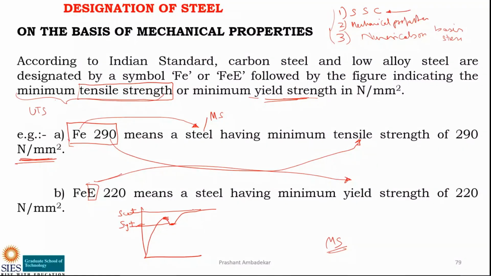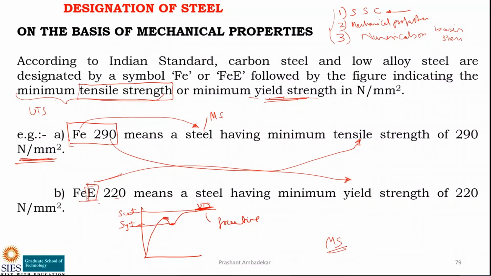Where do you get this? Here. Ultimate tensile strength here, where we get the fracture of the material. Okay, so this is ultimate tensile strength. So minimum tensile strength is this, or it can be minimum yield strength. Yield strength is this, where we have a letter E.